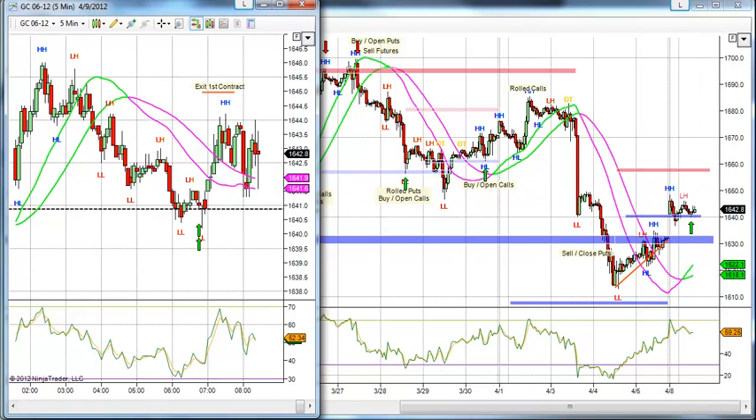and then see if we can get up to this 57 area. That's what we're working on so far this morning. Two things, the futures as well as the option position for the longer swing move.